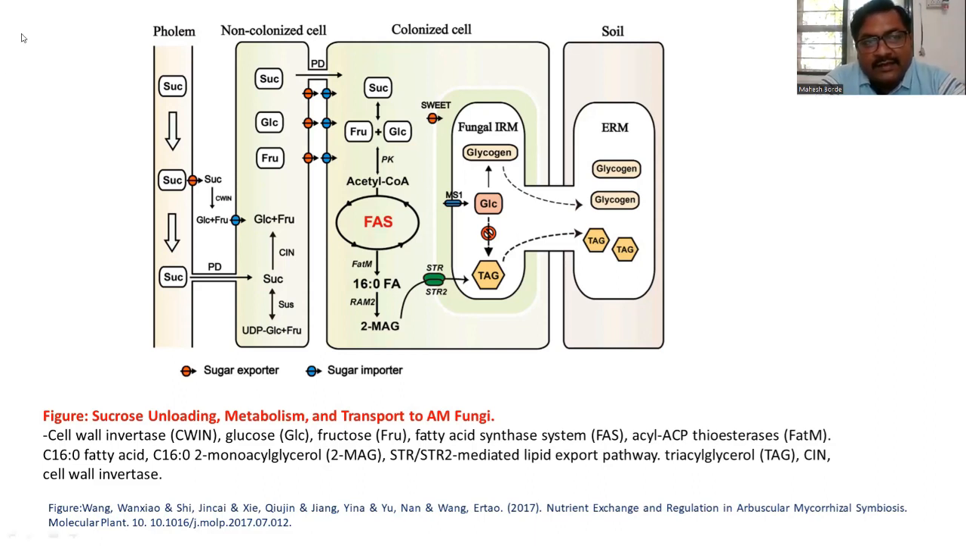Okay. So you can see, from the phloem, the sucrose is transported. It comes out here in the non-colonized cell. There are some transporters, mostly sugar transporters, present. Through these transporters, the sucrose, glucose and fructose are transferred from the non-colonized cell to the colonized cell, where they are converted into two main forms: one is glucose and the second is 2-monoacylglycerol. The glucose is transferred from the plant cell to the fungus through the SWEET transporter. SWEET is one of the sugar transporters through which sugar is transported from the plant cell to the fungal cell.